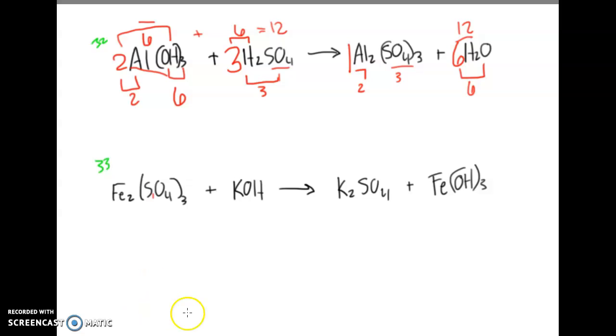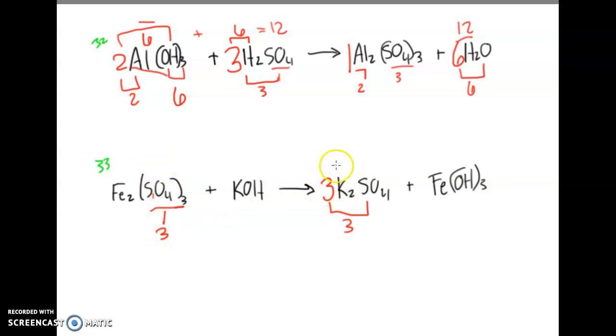The second one here, number 33. Sulfate doesn't change on either side. OH doesn't change on either side. So we're going to not separate them. We're going to say that's SO4 and the other one's OH. They don't change, so we treat them as one thing. So here I have 3 SO4s. Here I have 1. I have to multiply that by 3 to make 3. Sulfate is now balanced.